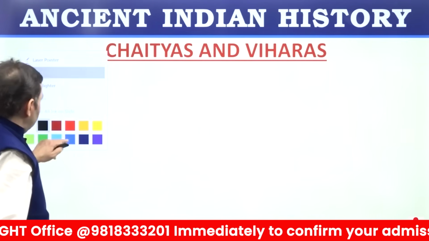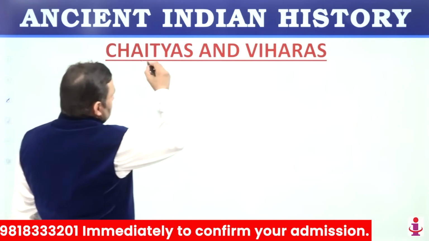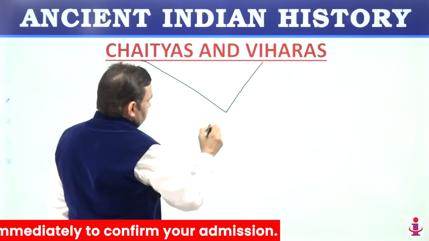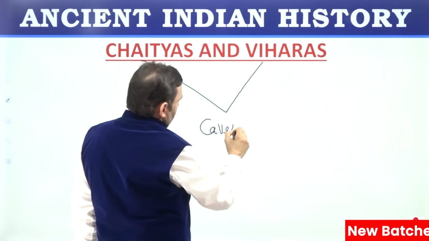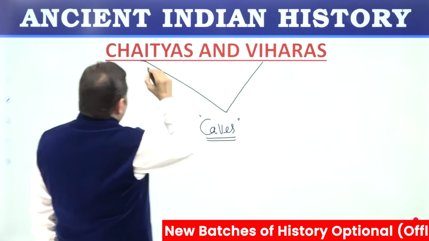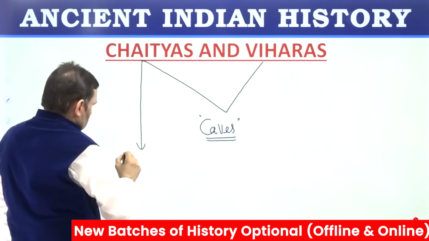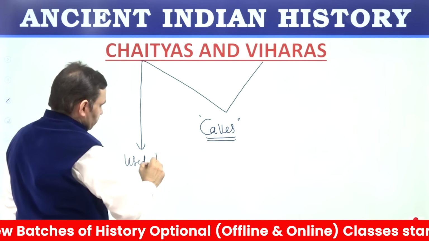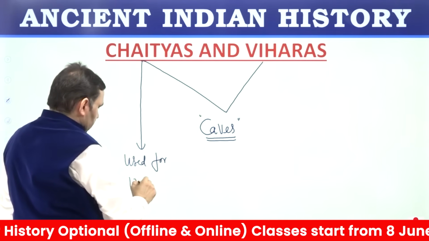Now something about Chaityas and Viharas. Chaityas and Viharas both were caves. These caves were cut into hills. Chaitya was a cave used for worship. So Chaitya was a place of worship.